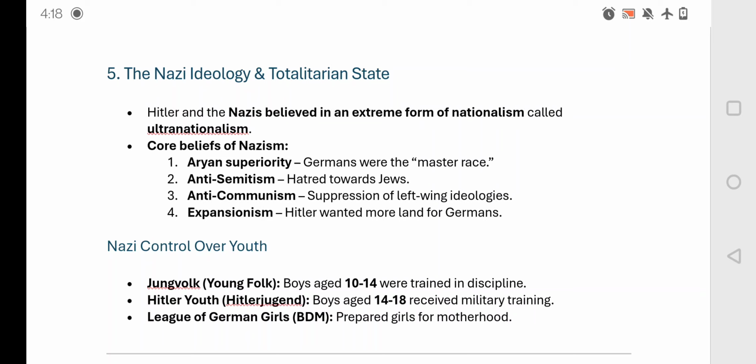And then anti-communism, suppression of left-wing ideology. They did not believe in communism, so they used to suppress such kind of ideology. They wanted to expand. So there was a concept of Lebensraum, which means living space. So he wanted to expand his territory by any way.